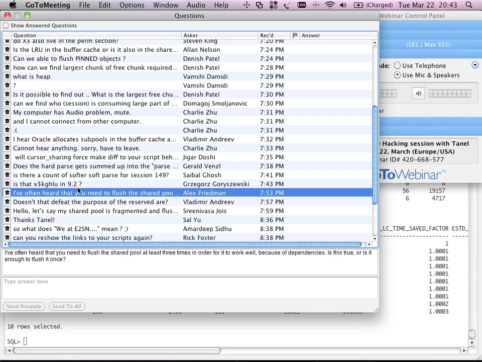One question: should you flush the shared pool at least 3 times so that it would work well because of dependencies? And the reason is not dependencies, I don't think this is the reason. So you can have a table definition or some sort of view definition in the library cache, and now a SQL depends on it.